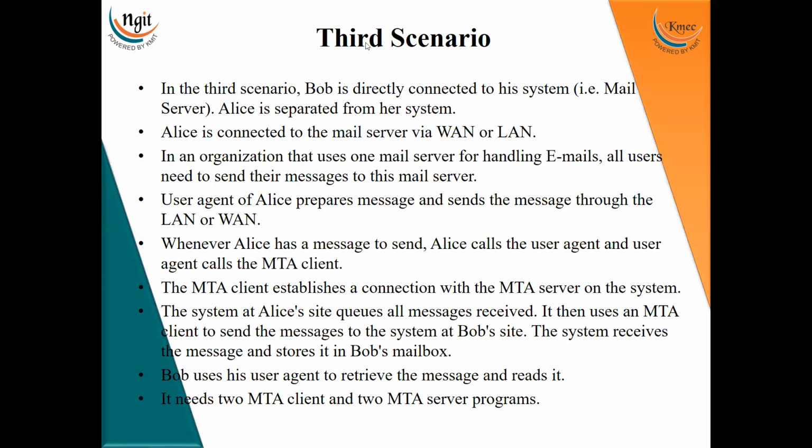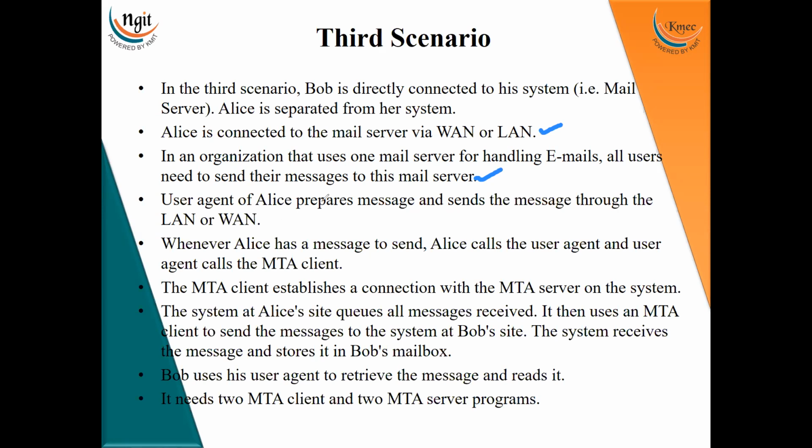Now, in the third scenario, what is happening? Bob is directly connected to his system. Alice is separated from the system. Alice is connected to the mail server via the WAN or LAN. Here, Alice works as a client. Now, in an organization that uses one mail server for handling the emails, all users need to send their messages to the mail server. At the client side, the Alice side, they are going to send all the messages to the server.